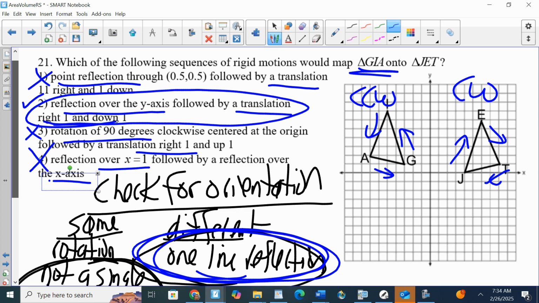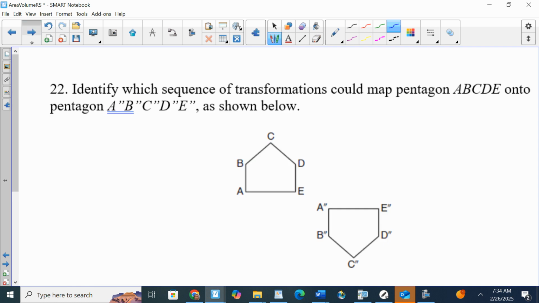And that's it. I don't have to do anything. I don't have to even look at the grid after I check for orientation. If the orientation is different, it must be a single line reflection. If the orientation is the same, it can't be a single line reflection. That's what you need to get that question right. And I think that's it.